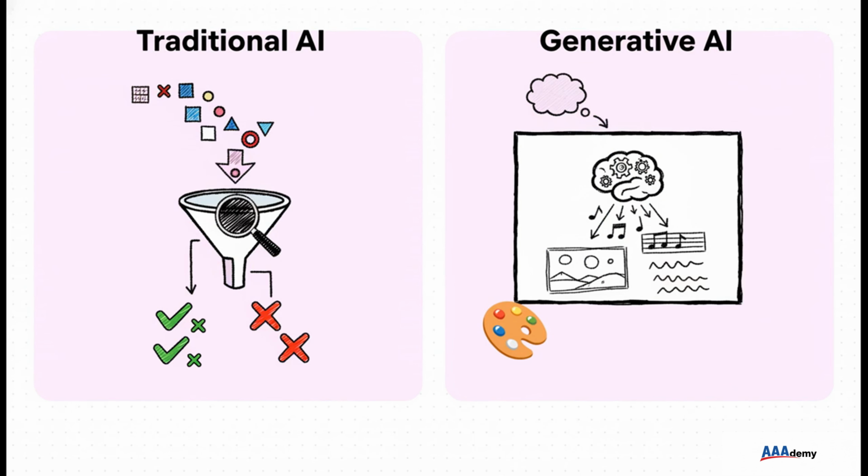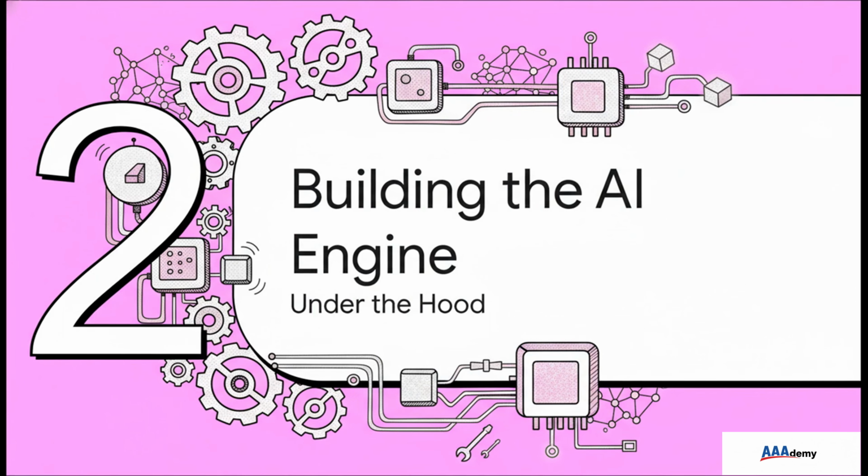And this is where it really clicks. Let's compare it to the AI we're all used to. On the left, you've got your traditional AI, like a spam filter in your email. Its whole job is to classify things. Is this spam or not spam? But on the right, generative AI doesn't just classify, it creates. It can actually draft that email for you in the first place. See the difference?